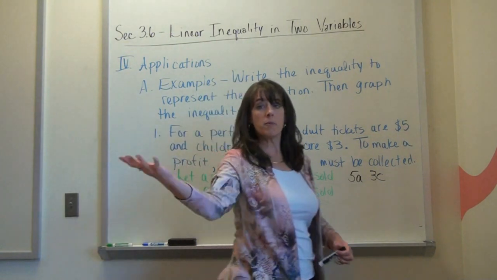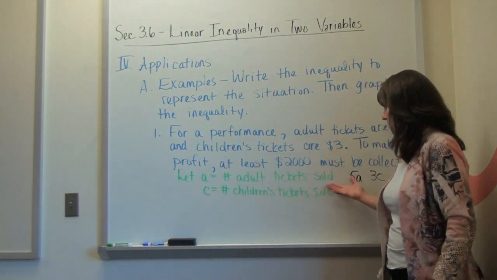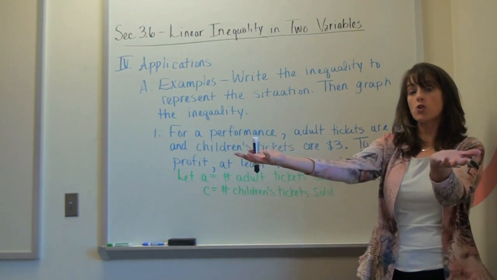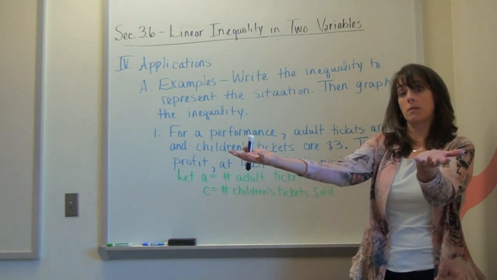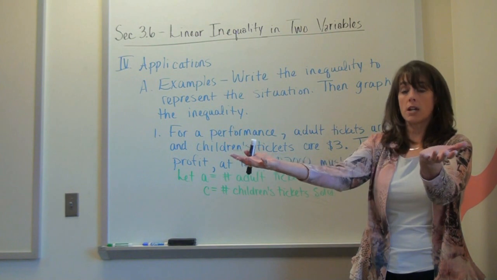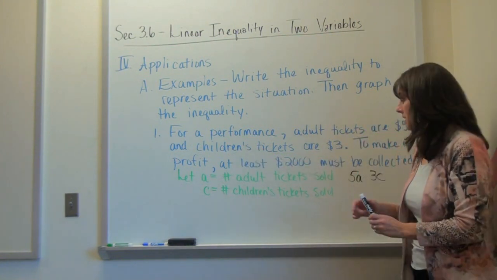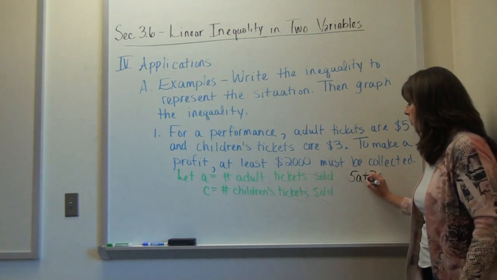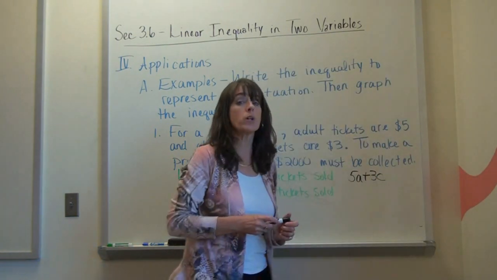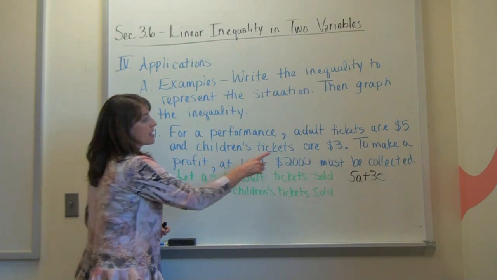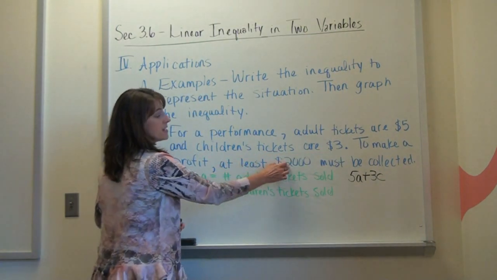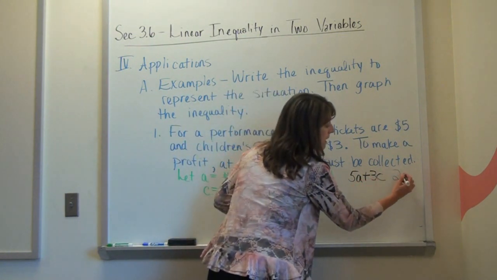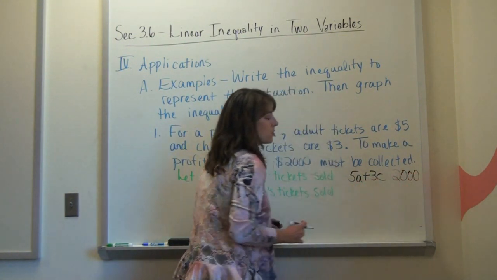Now, I've got a pile of money here with the adult tickets, 5A. I've got a pile of money here with the children's tickets, 3C. These two piles of money, what am I going to do with them? Sure, I'm going to put them together. Putting together indicates that I'm going to add the two piles of money up. Now, when I add the two piles of money up, what do I need to happen? Well, it says that to make a profit, at least $2,000 needs to be collected. So somehow, some way, this has to compare to $2,000.